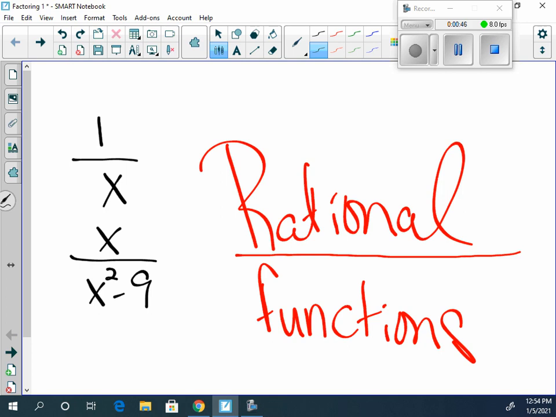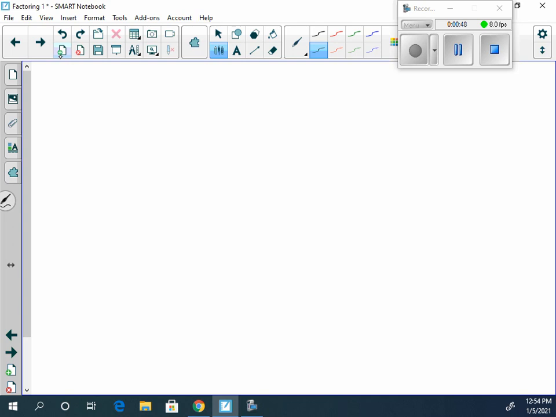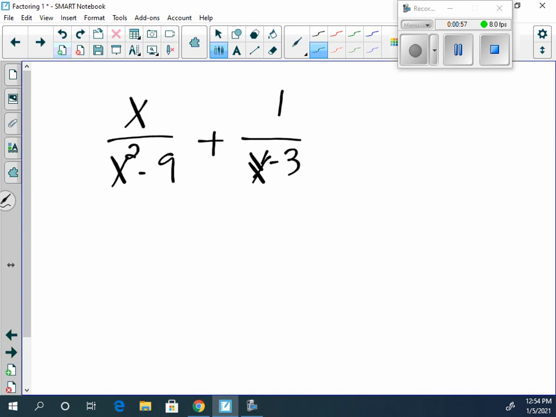Because if I had x over x squared minus 9 plus 1 over x minus 3, we're going to need to combine them to be able to actually solve and do things with this function and see how it works. So we're going to need to be able to combine fractions. Well, for me to be able to add or subtract fractions, the denominators have to be the exact same. And we want them to be in simplest form. We don't want any repeated terms if we can avoid it.